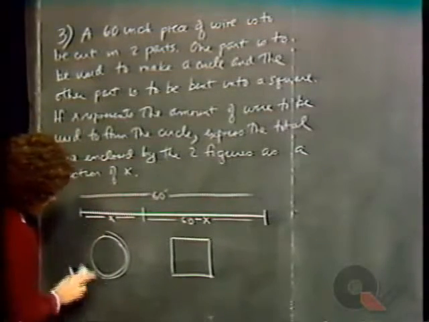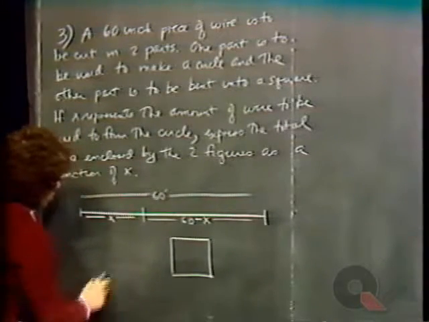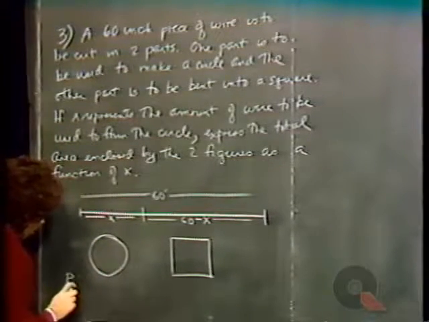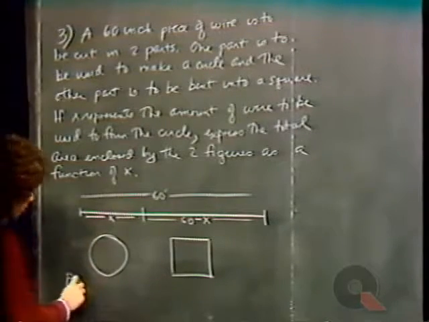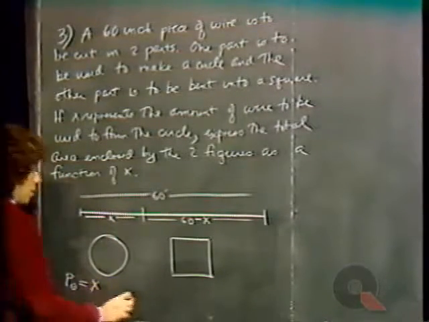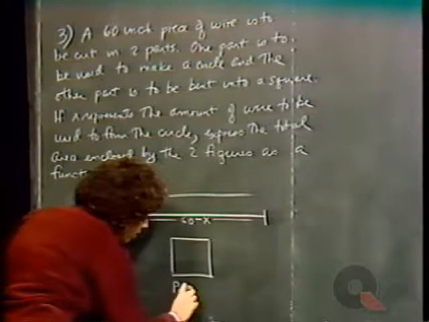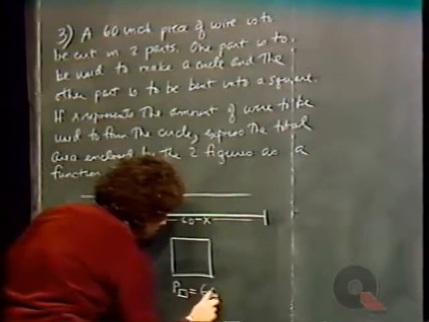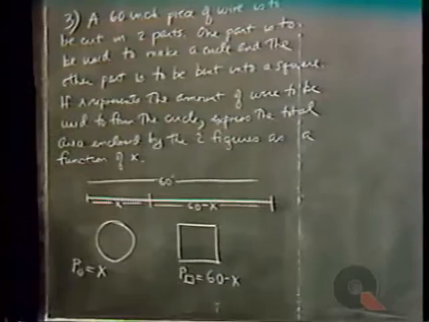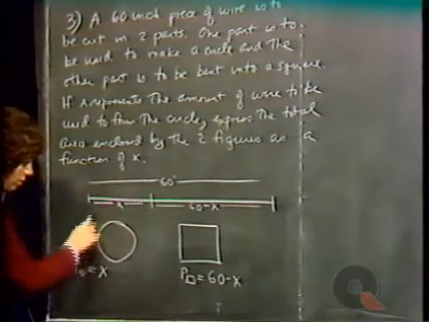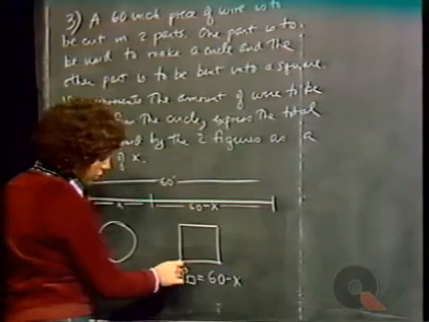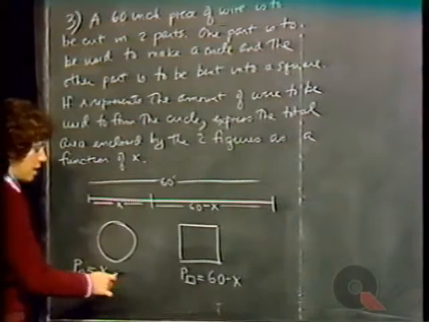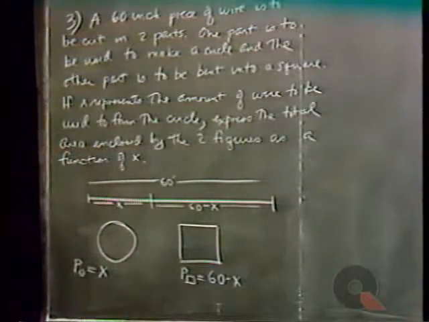So we could do it this way. The perimeter of the circle, also known as the circumference of the circle, is going to be x. The perimeter of the square will be 60 minus x. We have x inches to bend to form the circle, and 60 minus x inches to bend to form the square. The distance around the circle is x, around the square, 60 minus x.